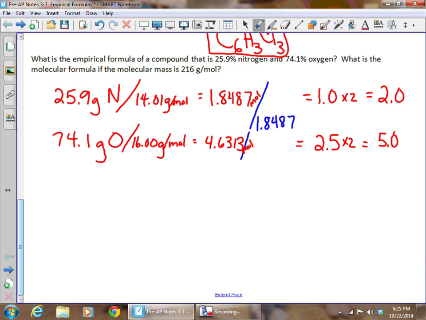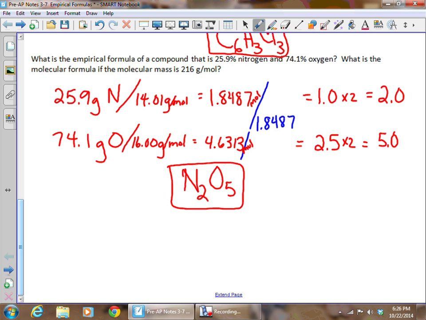I will tell you that occasionally there is going to be one on your paper that ends up being something like 1.33 or 2.33, where it comes out to be 0.3 or 0.33. What are you going to multiply that one by to get a whole number? You'd need to multiply by 3 in order to change that into a whole number. It comes out to be 3.99, which is 4.0, right? So you are going to see that on your worksheet, so be looking for it. It'll be there somewhere. There'll be one that you need to multiply by 2 and one that you need to multiply by 3. This ends up giving us a formula of N2O5 for our empirical formula.